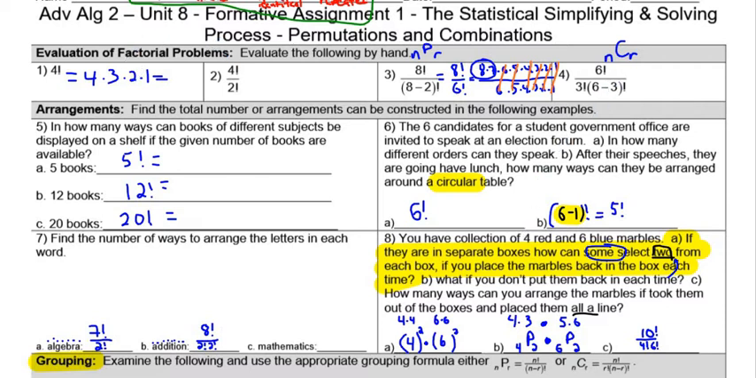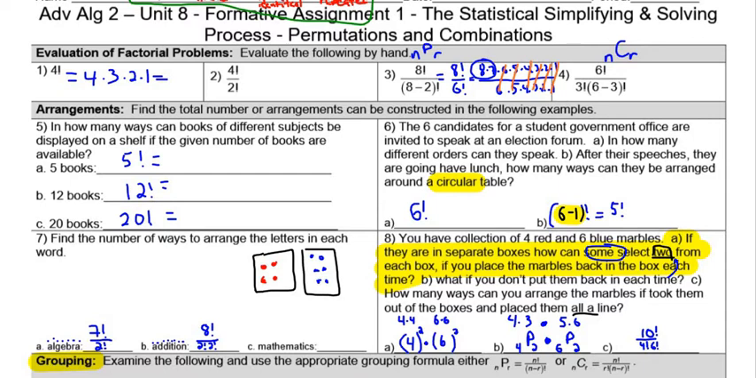Now, number 8 does cause kids problems. So let me show you what's going on here. You have 2 boxes. And in the first box, you have 4 red marbles. And in the second box, you have 6 blue marbles. And then it gives you a variety of things to think about.